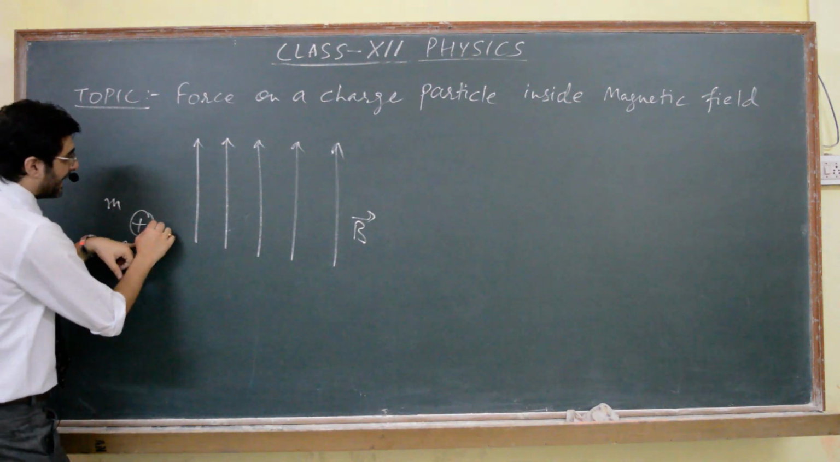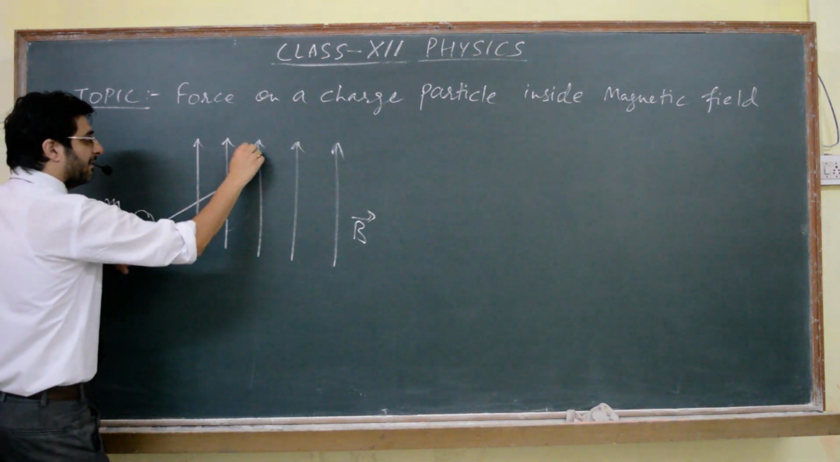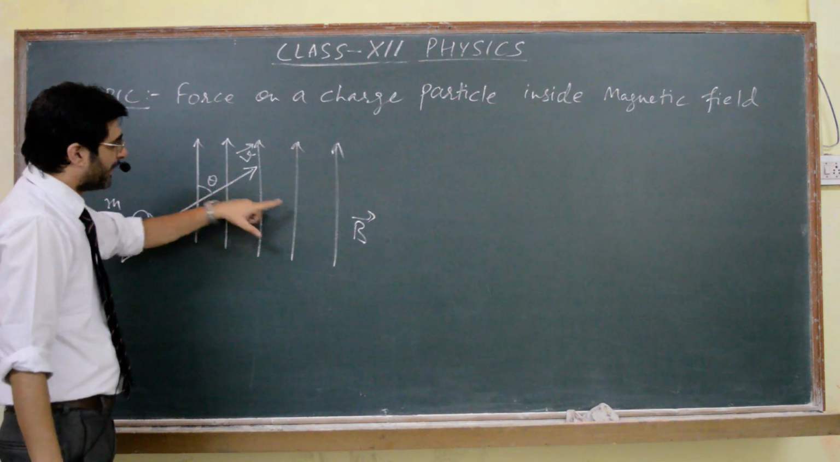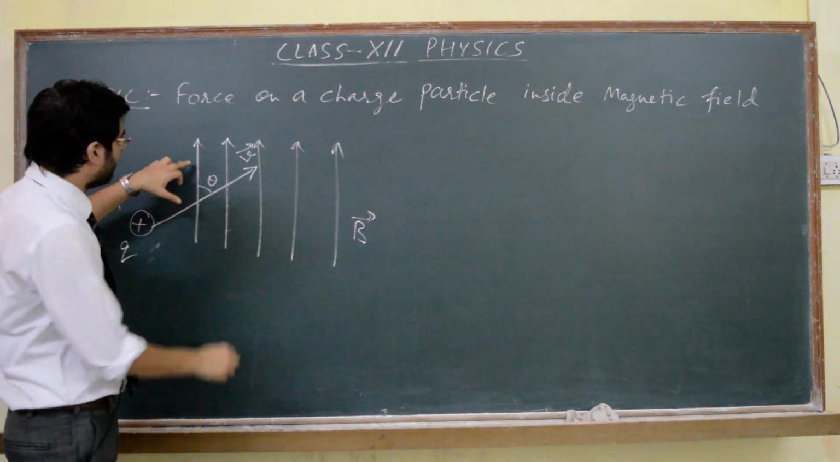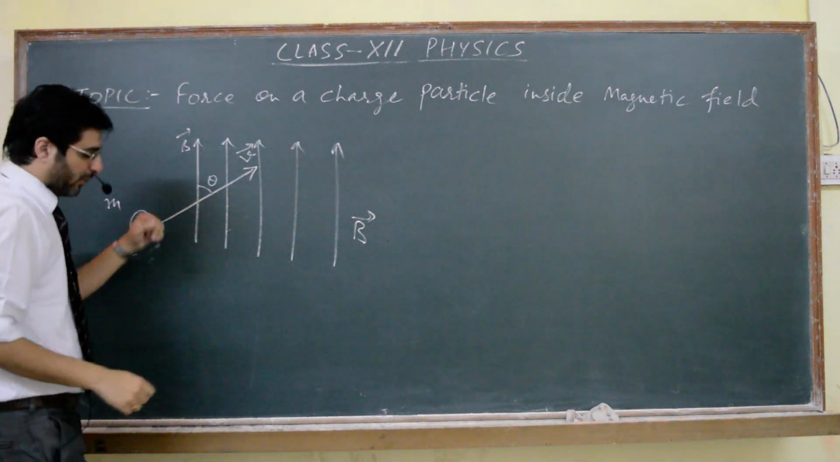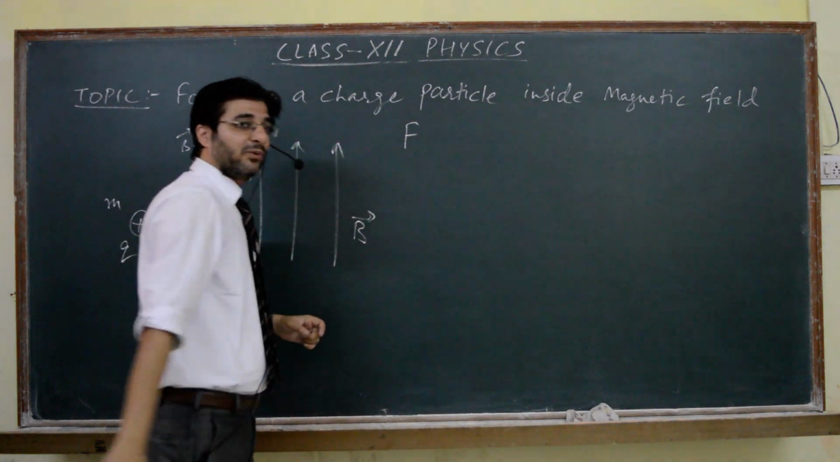Suppose this charge enters this magnetic field with velocity v, making an angle of theta with the magnetic field. Theta is the angle between the magnetic field and the velocity vector. So now what will happen? We have to see what type of force acts.